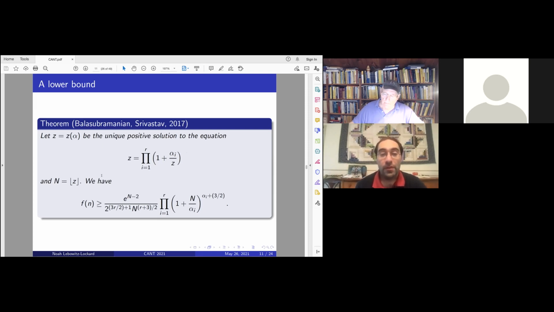And so these two authors obtained this lower bound for little f of n. It's this whole term over here times the product of 1 plus N over alpha i raised to the alpha i, plus 3 halves, as i ranges from 1 to r. So it's actually fairly close to just the original definition of Z, but with some of the terms, with this alpha i over Z, just flipped upside down, and then this whole exponent here, and then these other terms on the left.